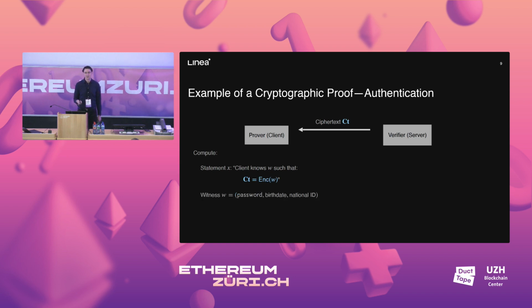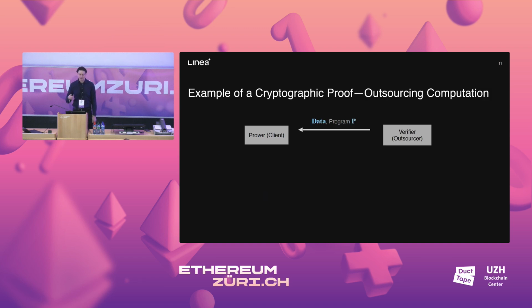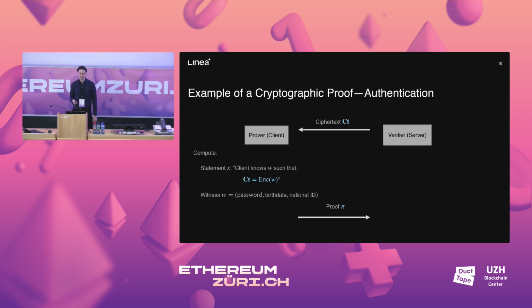And then the witness is going to be, in this case, like my password, my birth date, national ID, so something really stronger than just encrypting with a password. And then we send this proof, and the server decides whether it is going to authenticate or not. And the interesting thing is that we want the proof not to leak all this private data.